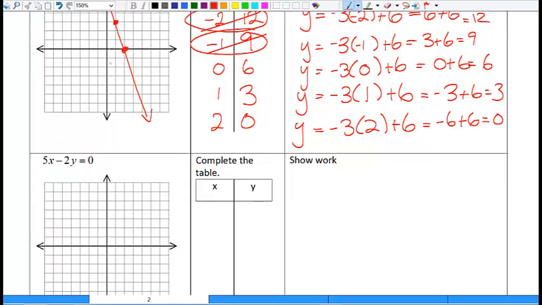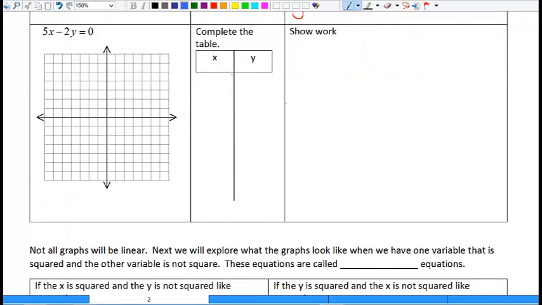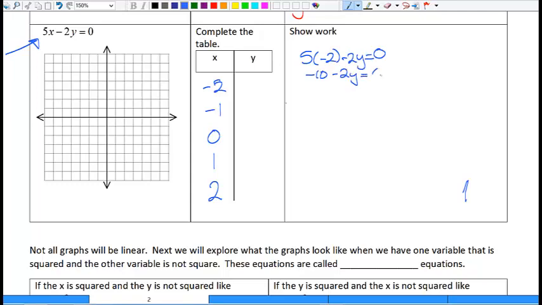Let's try another one. Okay, so I'm going to start the next one with my same 5 values. Notice this one is not solved for y, so this might take me just a little bit longer than some of the other ones. So I have 5 times x, but x is really, in this first case, -2, minus 2y equals 0. So that gets me -10 minus 2y equals 0.